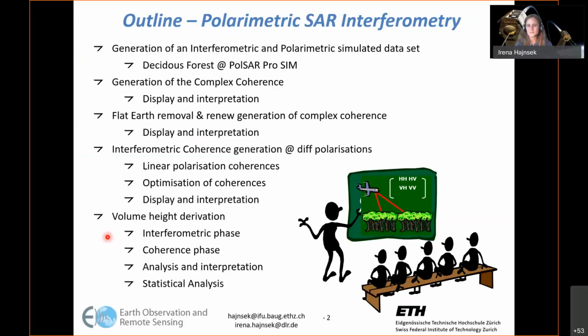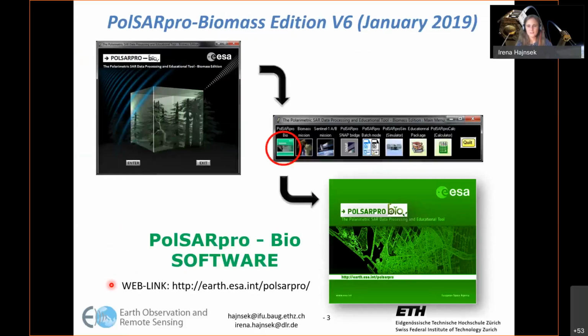The first one is using the interferometric phase. This is something that we have used also as an example in the beginning, where you use just the interferometric phase center height. Then you use the coherence approach. You can do some analysis out of it. There are some analysis tools that you could use with PolSARpro. You can also do some statistical analysis, and then you can compare the different results with each other.